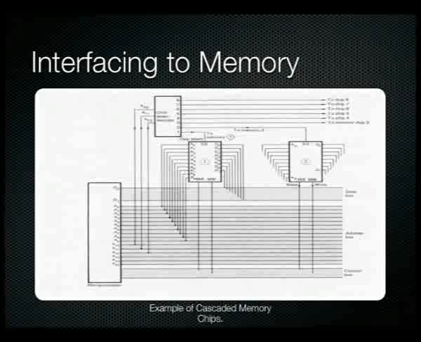So each device's data bus will connect to the microprocessor's data bus. Each of those 10 address lines will connect up to the lower 10 address lines of our microprocessor, of our address bus, okay? And then we use the next 3 address lines of our address bus to select a particular 1K block.